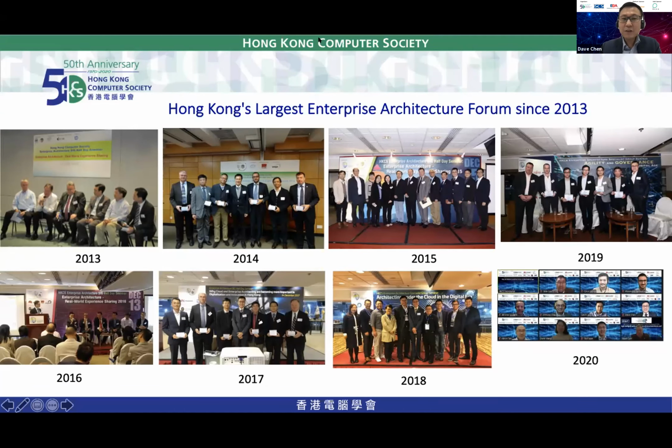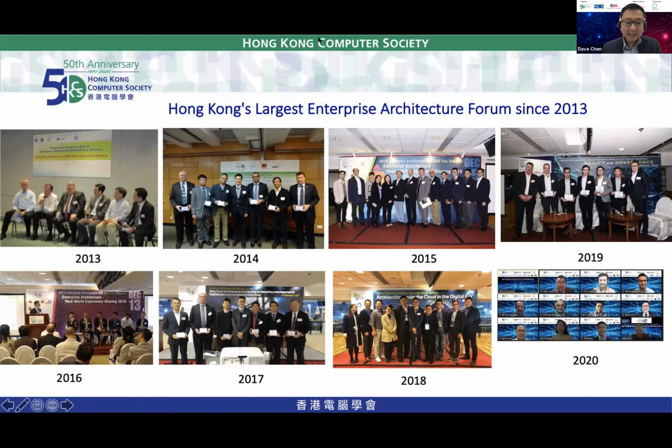Let me first give a very brief introduction to HKCS. HKCS was founded in 1970. We celebrated our 50th birthday last year with over 10,000 members. It's a recognized nonprofit organization focused on developing Hong Kong's IT profession and industry. EASG's goal is to disseminate knowledge about EA to the IT industry and establish a network of IT architects and enterprise architects for experience and knowledge sharing. We have organized Hong Kong's largest EA forum since 2013. Last year we did it virtually, but it still happened.